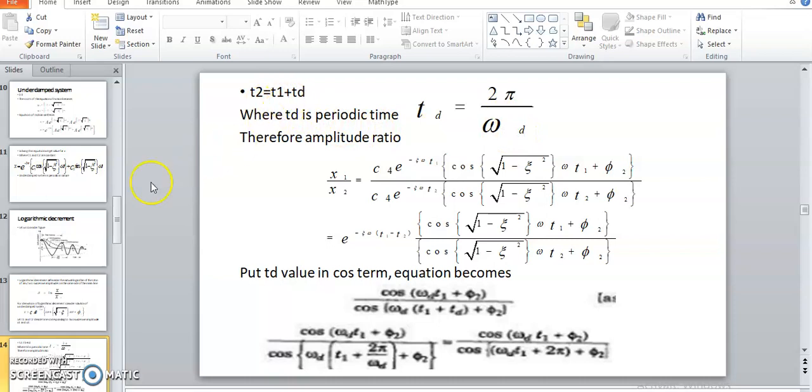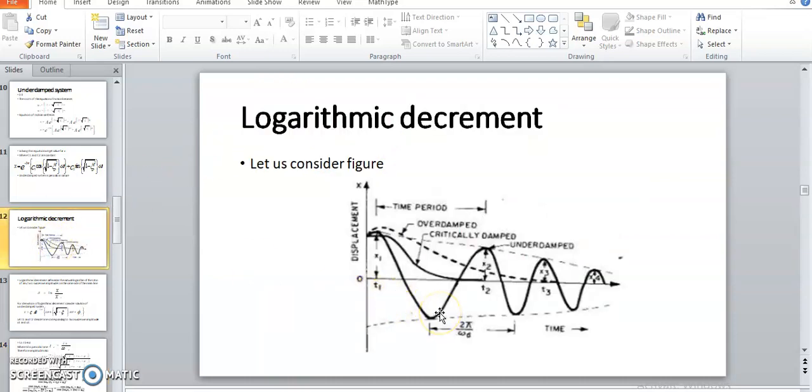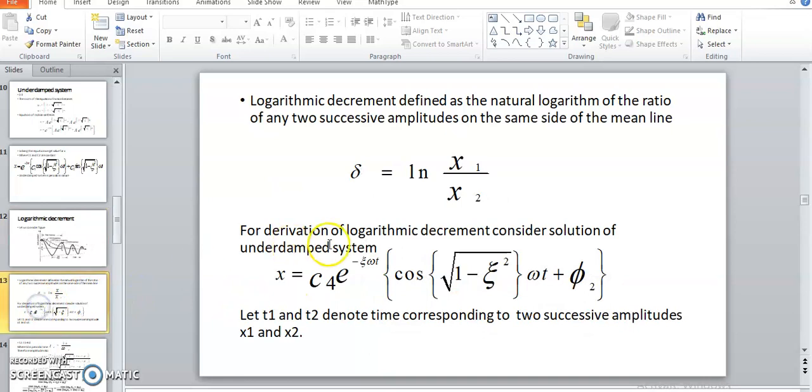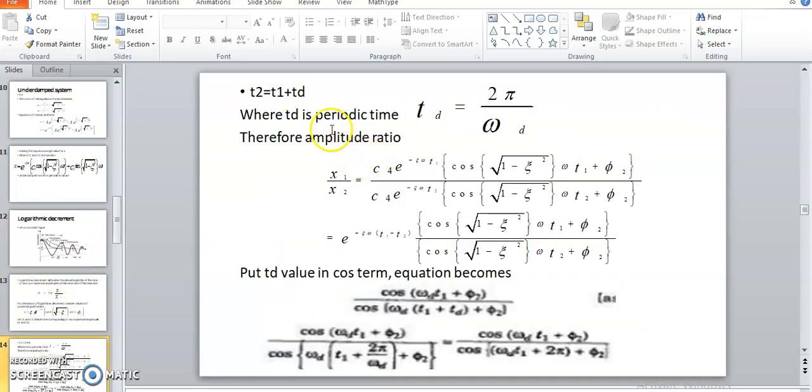t2 is equal to t1 plus td. Now if we require to calculate t2 on this time axis, it is t1 plus the time period. So t2 is nothing but t1 plus td, the time period, which we define here as td. Now this td is equal to 2 pi by omega d.